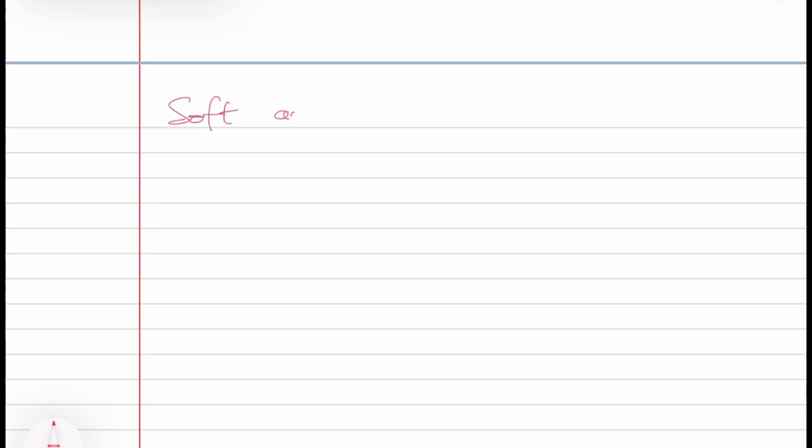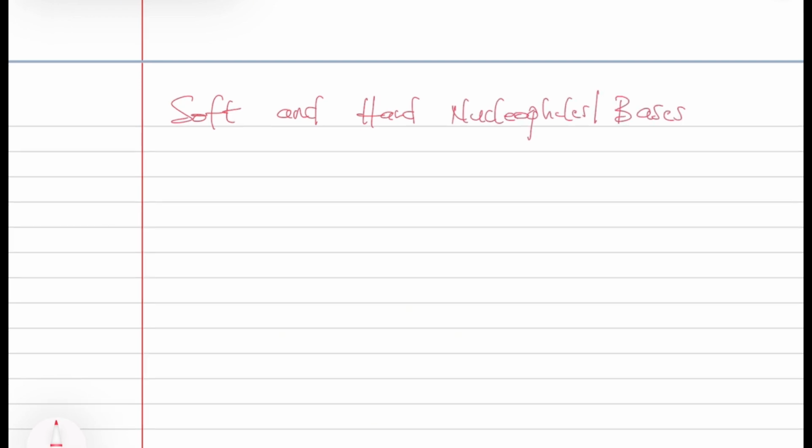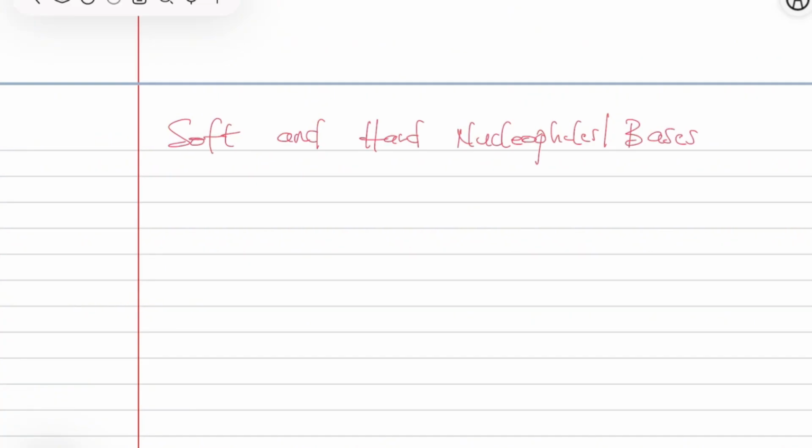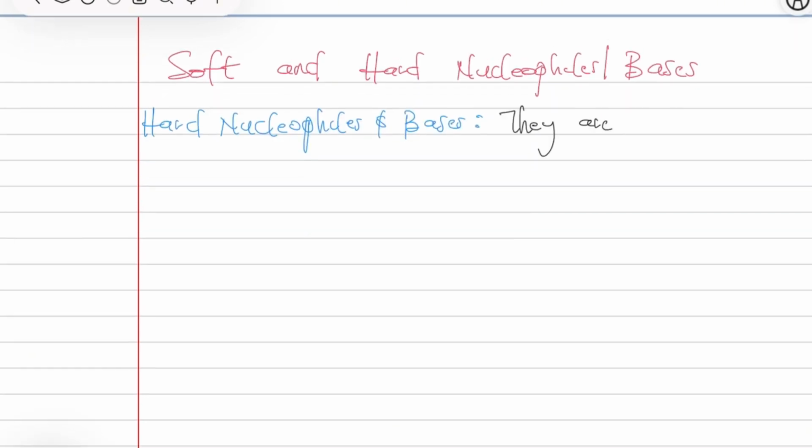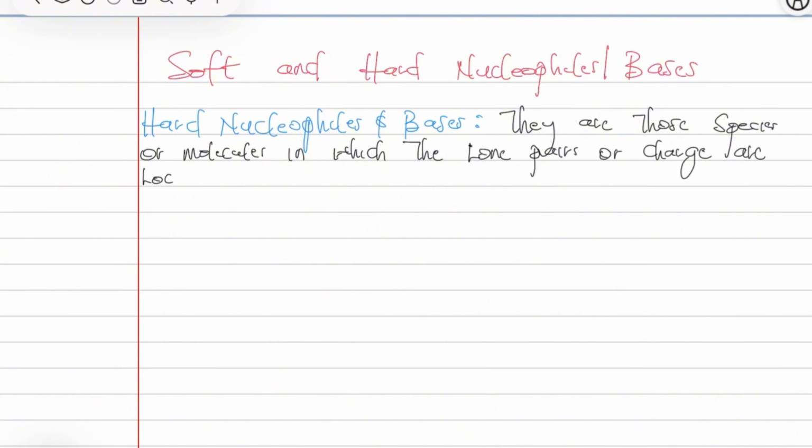Hello everyone, today we'll be discussing soft and hard nucleophiles or bases. Before we proceed, let us consider the definitions of soft and hard nucleophiles and bases. By definition, hard nucleophiles and bases are those species or molecules in which the lone pair or charge are localized on the atom and they are not polarizable.